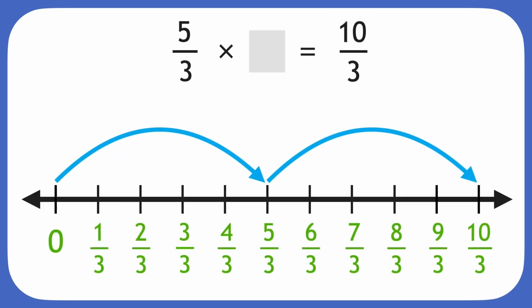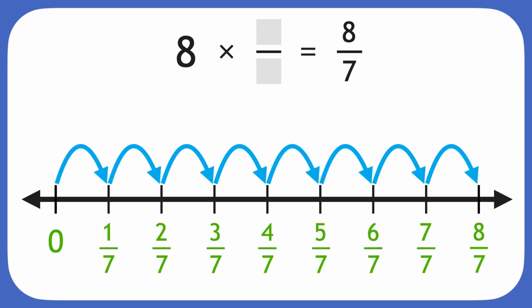This time, the number line shows the product of 5/3 and a missing whole number, which equals 10/3. Let's use the number line to find the whole number that completes this multiplication sentence. This time, let's count forward by 5/3. Counting forward once from 0 equals 5/3. Counting forward twice gives us 10/3, which is the product in our number sentence. Great! So we had to count forward by 5/3 twice to get 10/3. This means that 5/3 times 2 equals 10/3. All right, let's keep going.